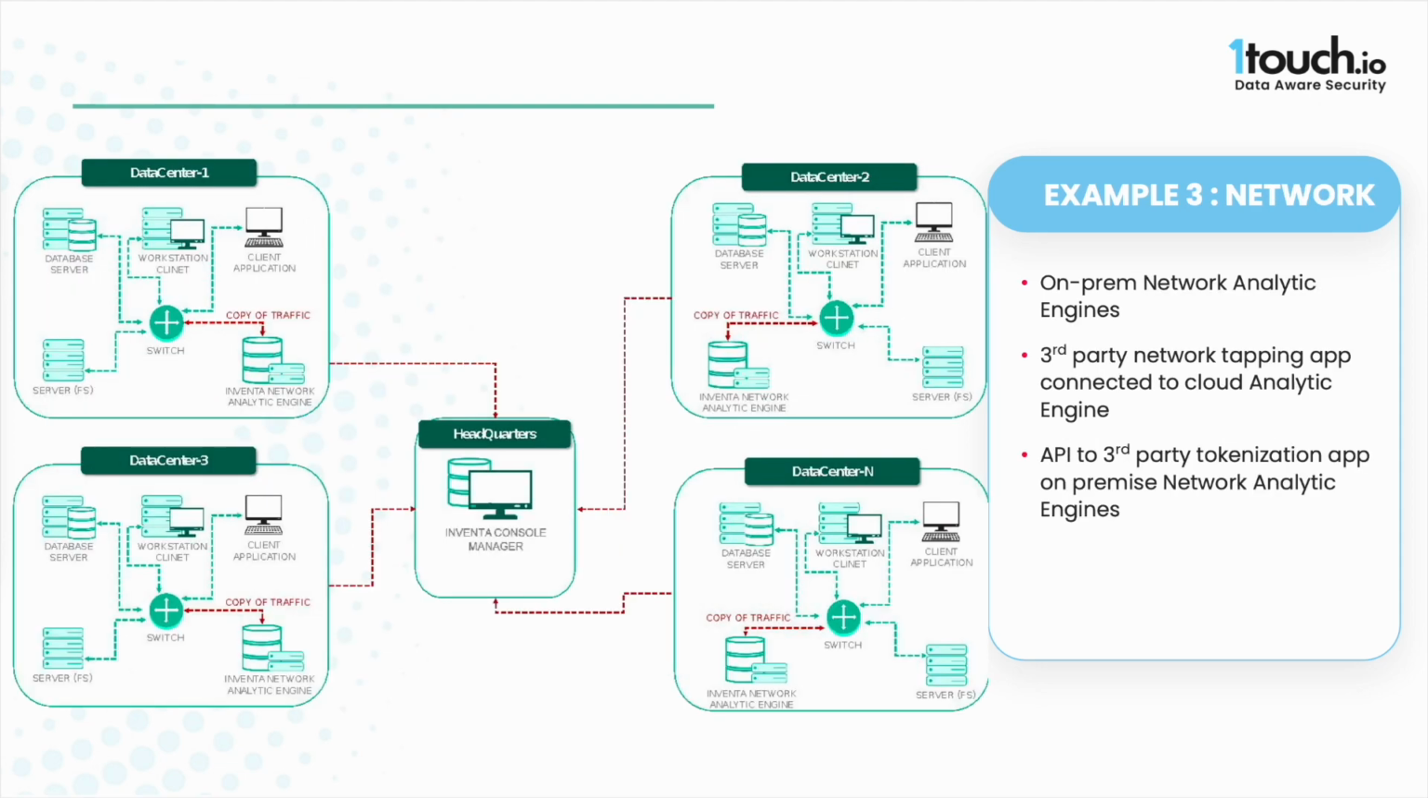On-prem or network option is suitable for cases where there is only physical infrastructure. In this case, one analytic engine or network analytic engine is required per data center, and please keep in mind that network analytic engine requires a physical server. Analytic engine can be installed on a virtual machine or a Kubernetes cluster. A console manager is usually deployed in one of those data centers, either on a virtual machine or a Kubernetes cluster. You have a choice.